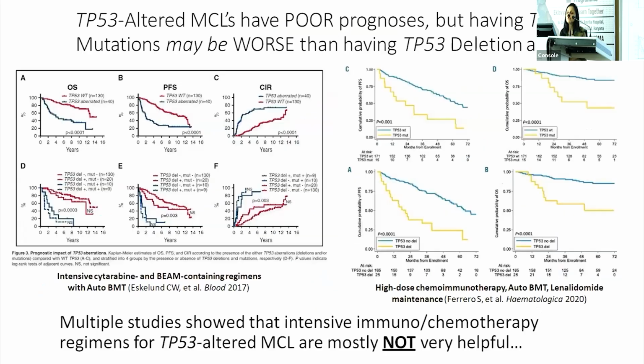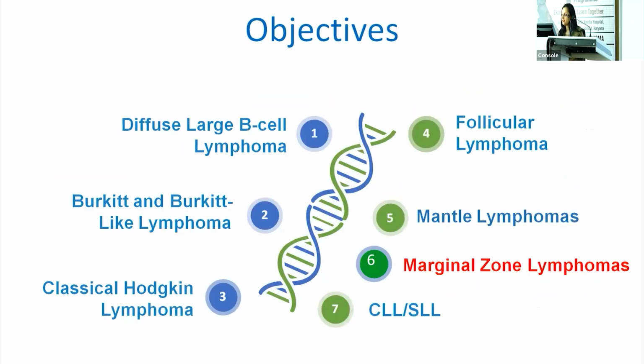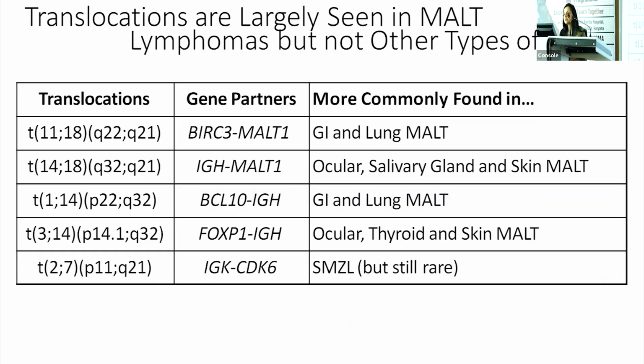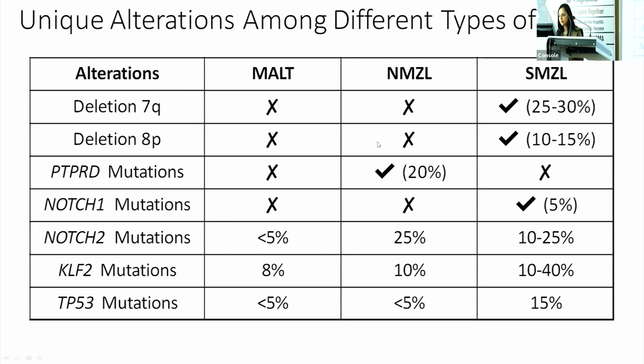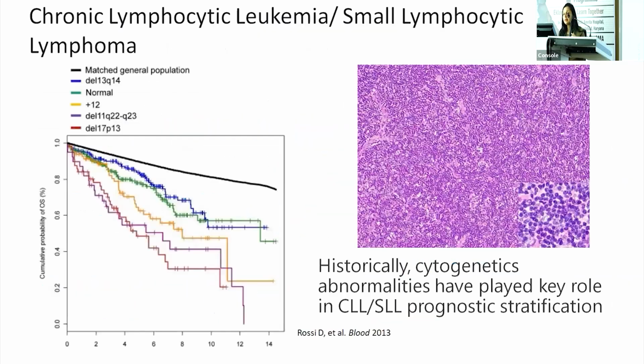Then TP53, of course, is a bad prognostic indicator. And marginal zone lymphomas: this is a diagnosis of exclusion, and there are many fusions which are present, and most of them are with the IGH. But there's only one, BIRC3 and MALT1, which is present in GI and lung MALT lymphomas. And then there are, of course, many mutations. And then CLL, SLL.